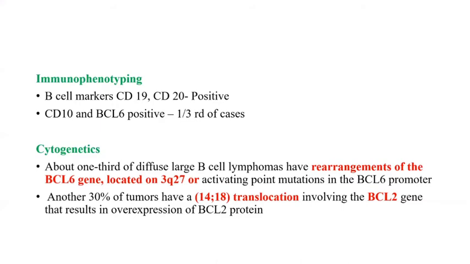translocation. So there will be overexpression of BCL2, so the cell will be anti-apoptotic. So in diffuse large B cell lymphoma, you should remember BCL6 gene upregulation and BCL2 gene upregulation. So when you do immunohistochemistry, they will be positive for BCL6 as well as BCL2.